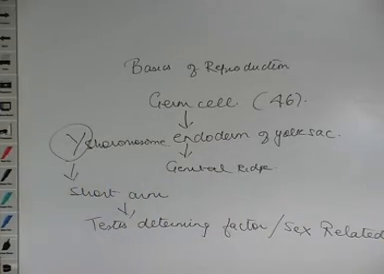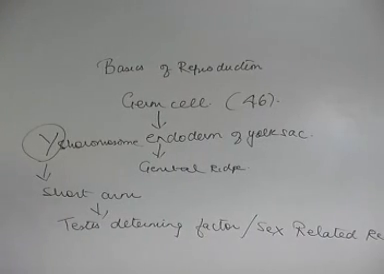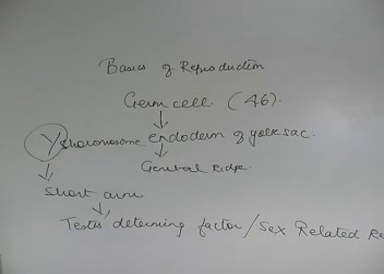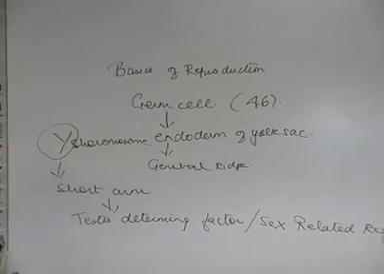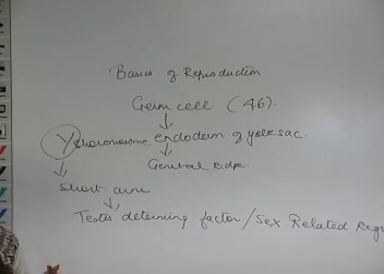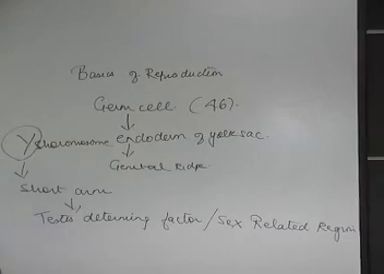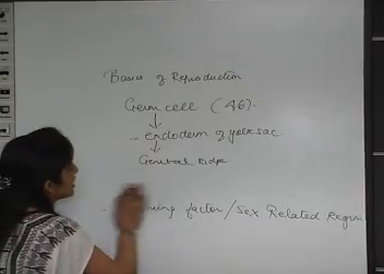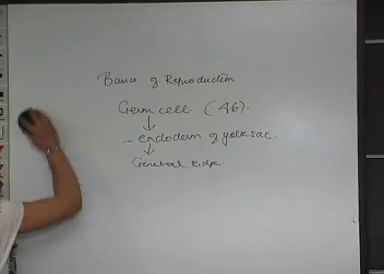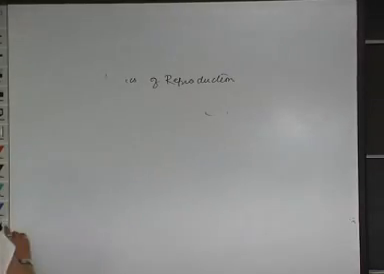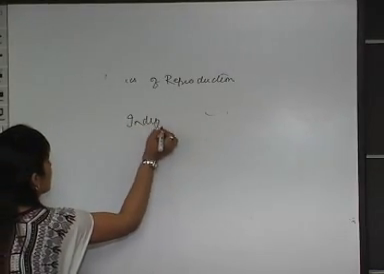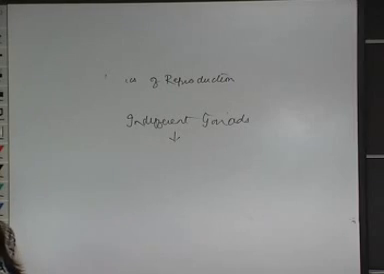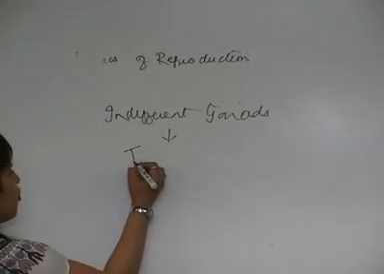Now, if the Y chromosome is present, this means the baby is going to be a male baby. That means the gonads are going to be testes. But if there is absence of the Y chromosome, then the baby is going to be a female baby. So, absence of the Y chromosome is responsible for a female baby. Till 6 weeks, the gonads which are formed are indifferent gonads. If the Y chromosome is present, the gonads will form testes.